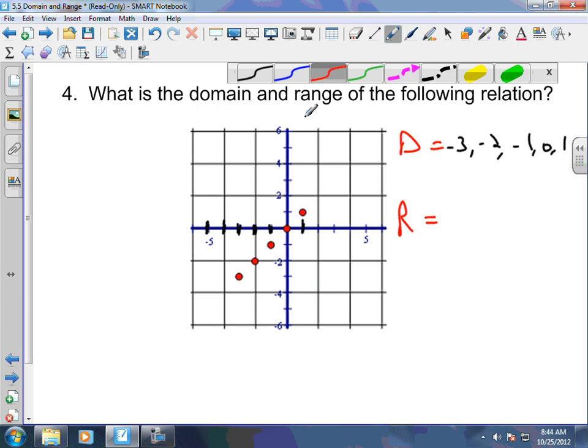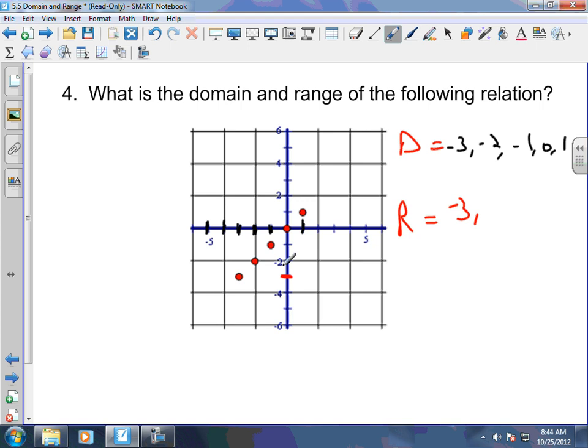Now I go across the y axis. Go to the smallest number that I have a dot. That's going to be -3. -2. -1. Of course, my 0. And then my +1. I went across my x-axis, then I went across my y-axis. Any questions?